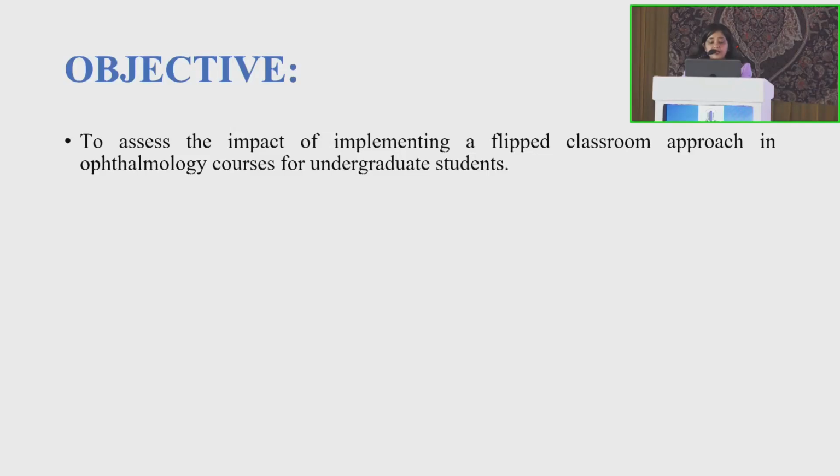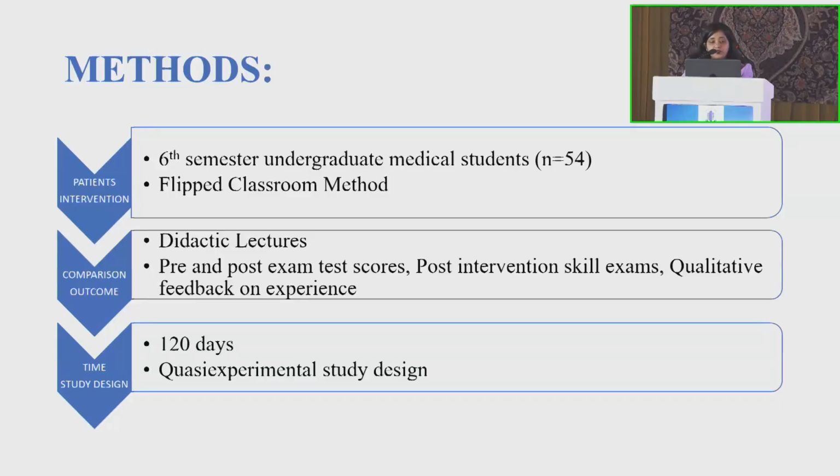So the objective was to assess the impact of implementing a flipped classroom approach in ophthalmology courses for undergraduate students. So 6-semester undergraduate medical students, and the intervention was flipped classroom method. So that was compared with didactic lectures, and the outcome measures were evaluated with pre and post-exam test scores, the post-intervention skill exams, and qualitative feedback.